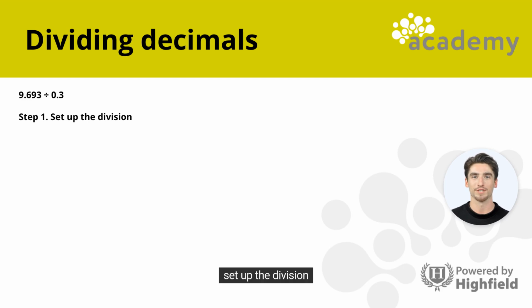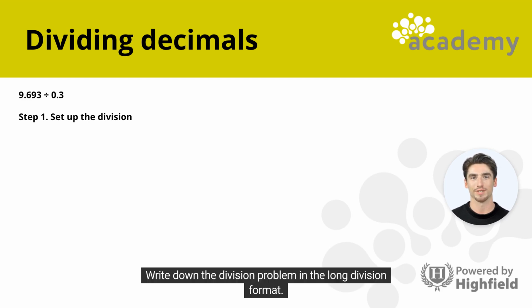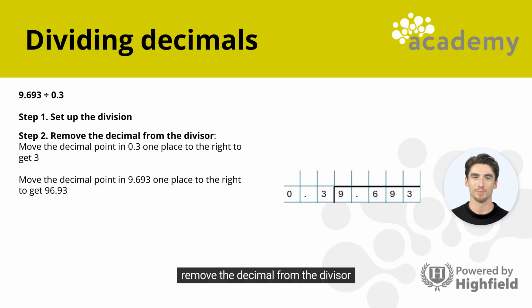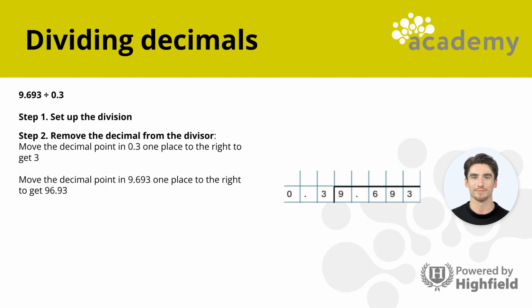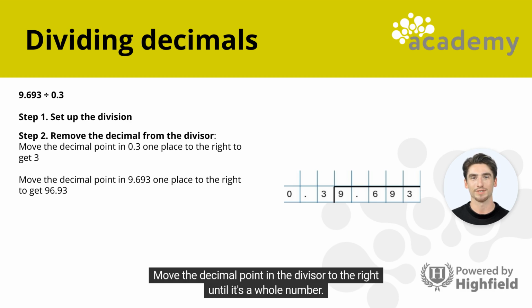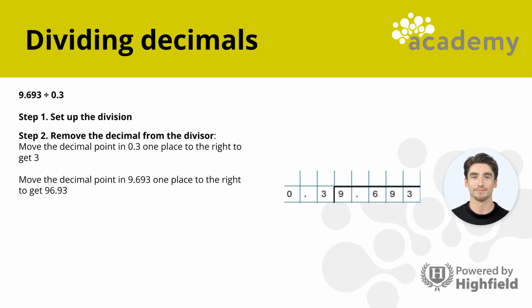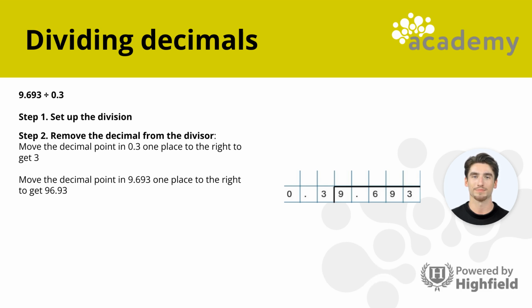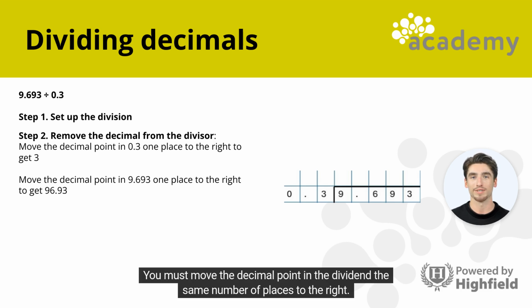Step 1. Set up the division. Write down the division problem in the long division format. For example, 9.693 divided by 0.3. Step 2. Remove the decimal from the divisor. Move the decimal point in the divisor to the right until it's a whole number. Remember, the divisor is the number outside of the bus stop. You must move the decimal point in the dividend the same number of places to the right.